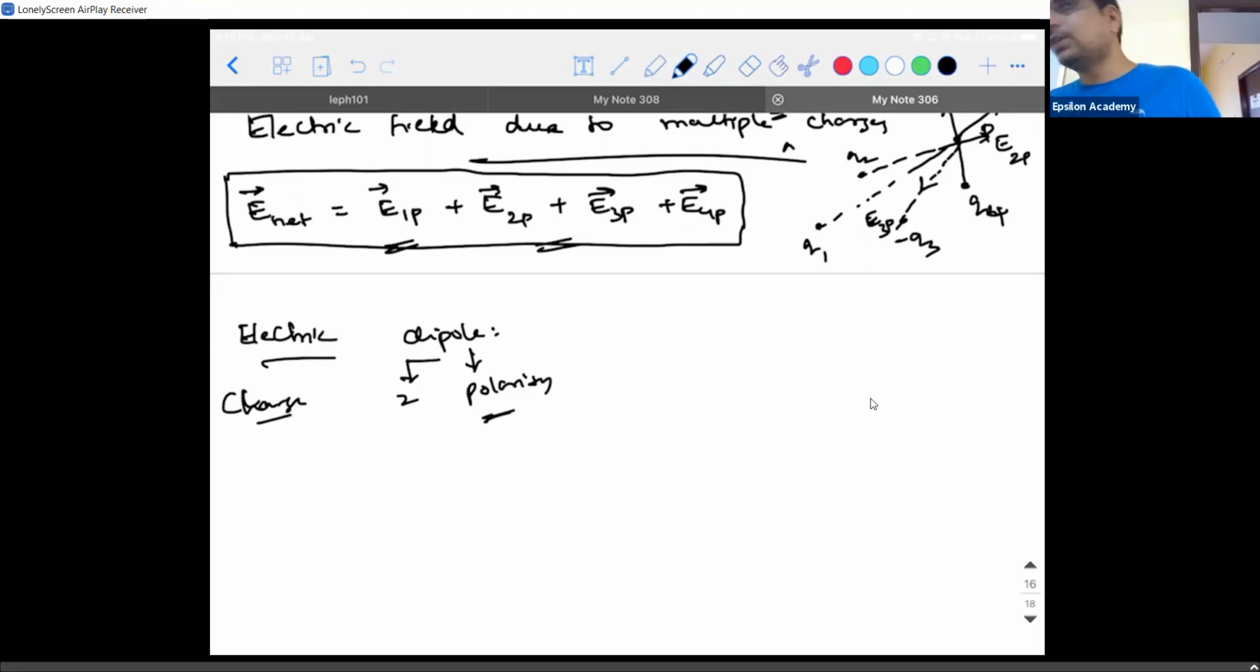Please make a note of it. First, write down the definition. If two charges of equal magnitude and opposite nature are separated by a very small distance, the system is said to be an electric dipole.